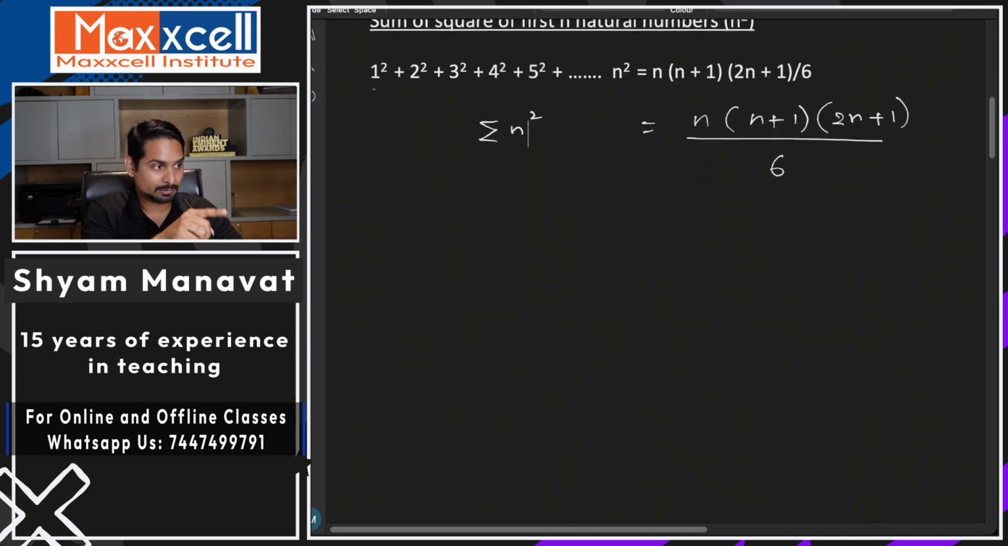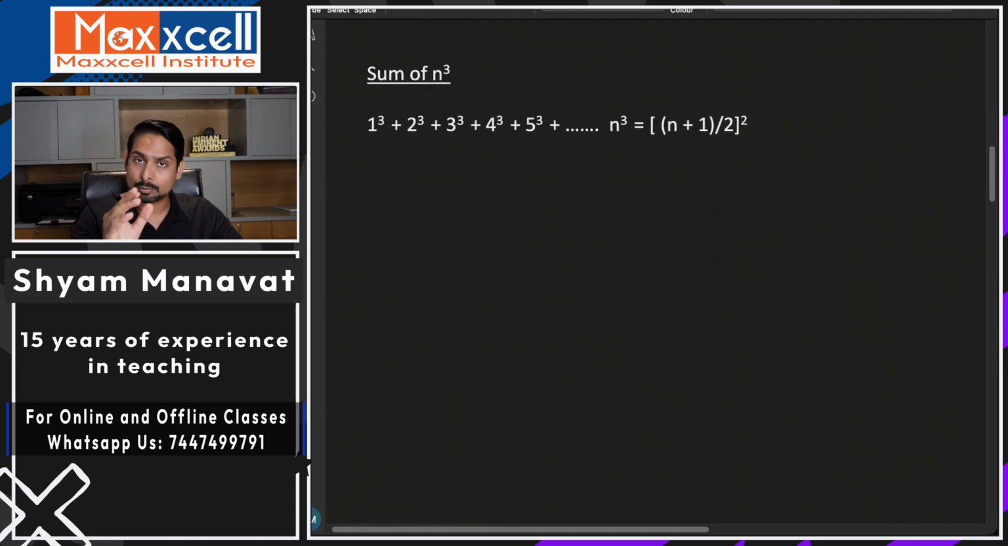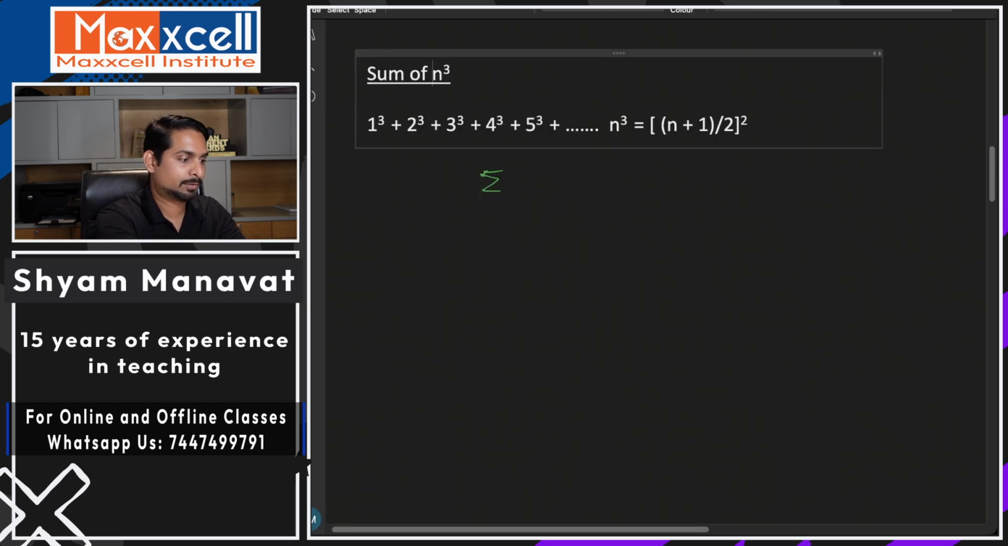This is very important. All these are very important. You will see the application of this in progression as well as in some other concepts also. We will discuss that later. Right now it's only progression. Now the same for n cube. Sum of cubes of the first n natural numbers.